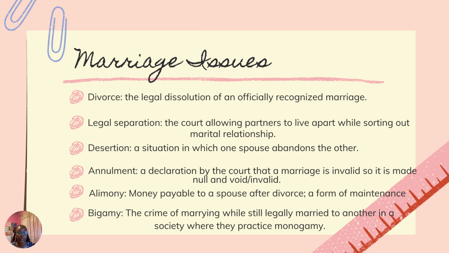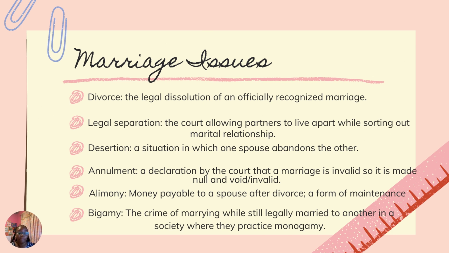Desertion is a situation where one spouse abandons the other. So if a husband runs away and leaves the wife and doesn't care about them, doesn't contact them, that would be called desertion. And it's the same thing if a wife does it. Or annulment. Annulment is a declaration by the court that a marriage is invalid, so it is made null and void.